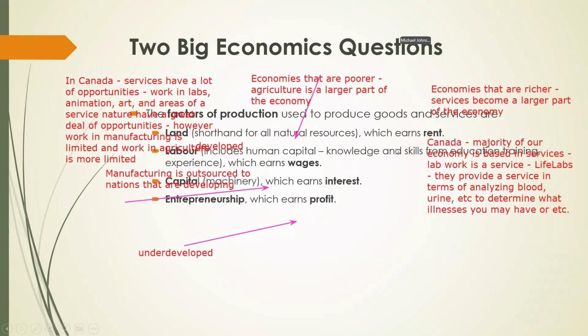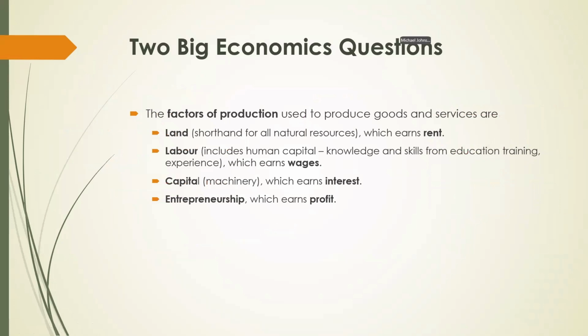So the factors of production used to produce goods and services are land. That is one of them. Labor is the second. That labor includes human capital, so that's your education and your skills, and that earns wages. Capital is machinery, and that earns interest. And entrepreneurship earns profit. So those are the four factors of production: land, labor, capital, and entrepreneurship.